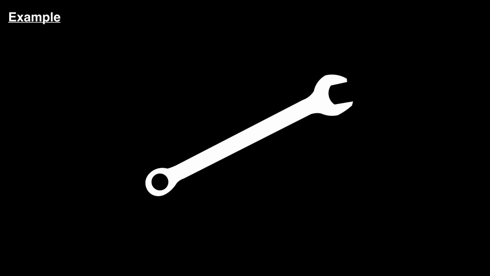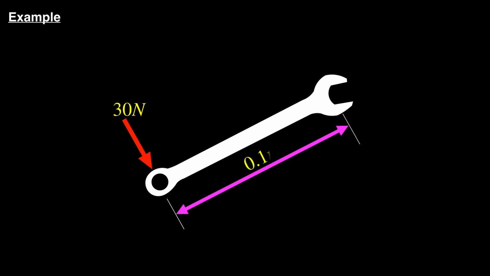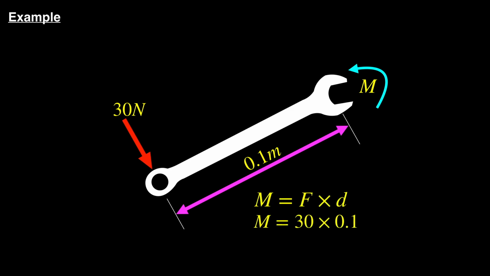tighten a nut. If we apply a 30 Newton force on the handle of the spanner and the perpendicular distance is 0.1 meters, we can calculate the size of the moment required to tighten the nut. So, taking the equation that we've just seen, we can simply input M is equal to 30 times 0.1, which gives us M is equal to 3 Newton meters. And that's how we do basic calculations.